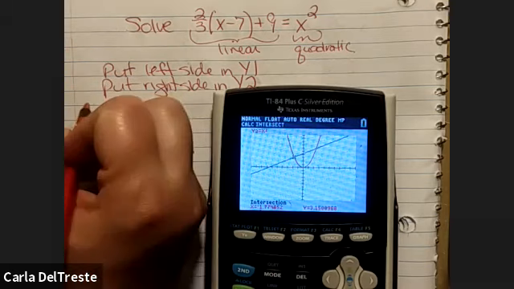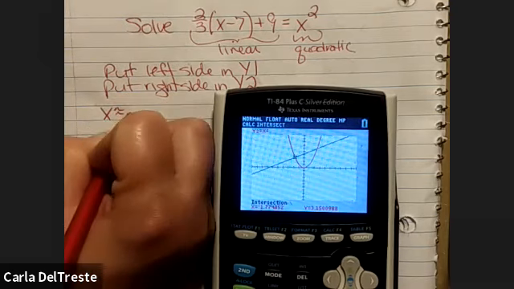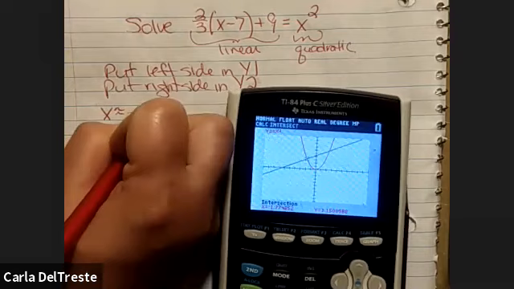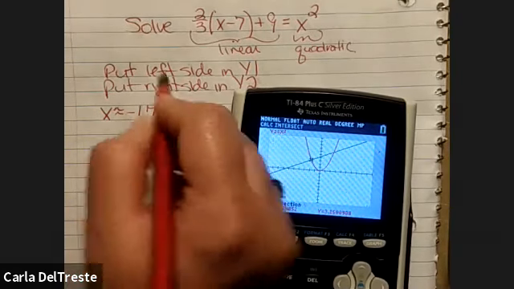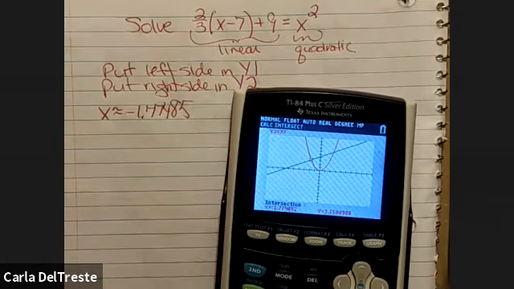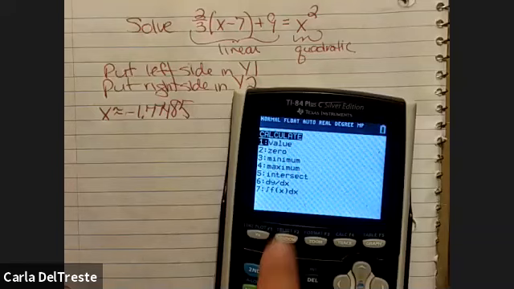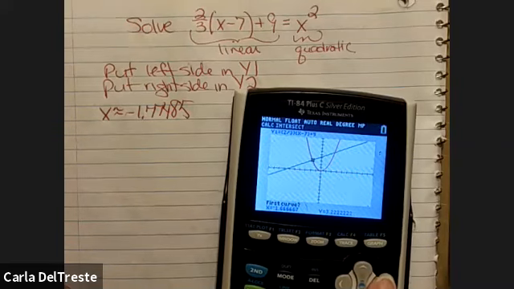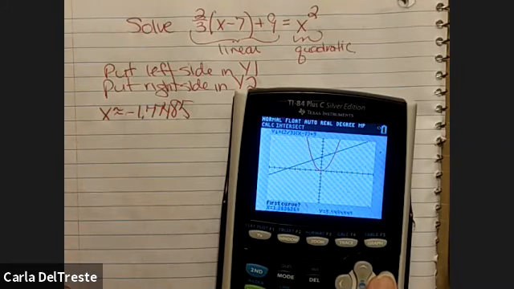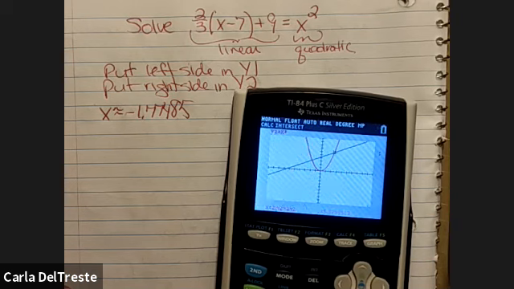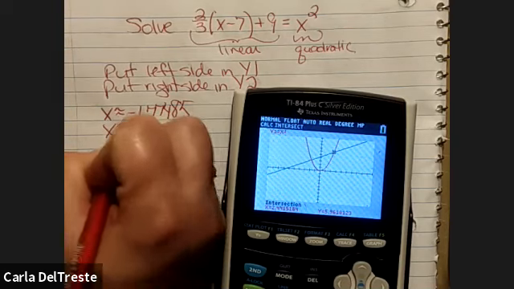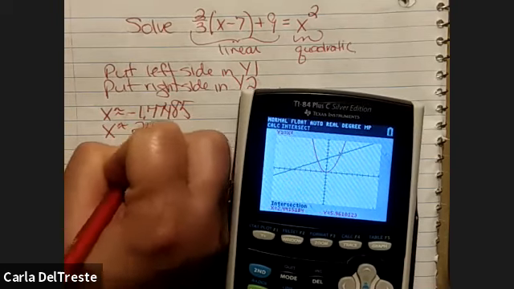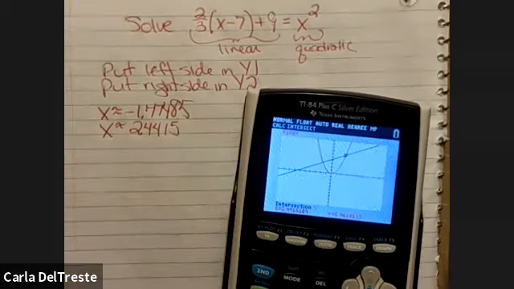So this is going to be when x is approximately negative 1.77485. And then I have to do the whole thing again. Second trace, number 5, except this time I'm going to go to the other point of intersection, hit enter 3 times, and I get that x is approximately 2.4415.